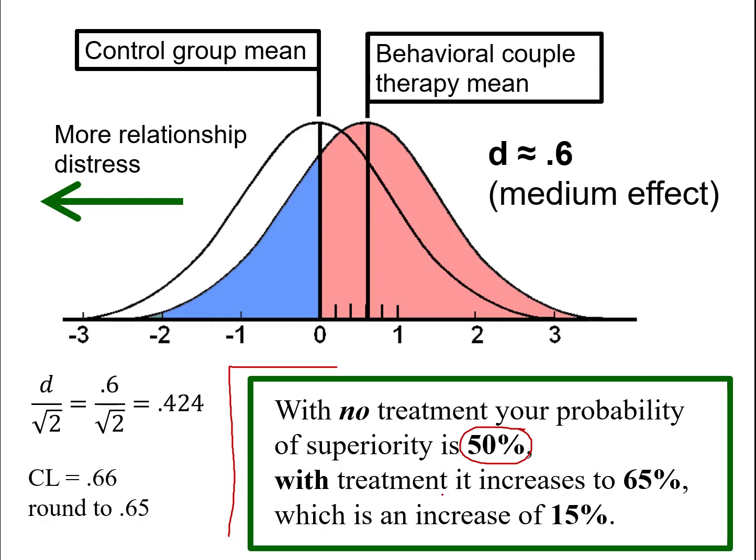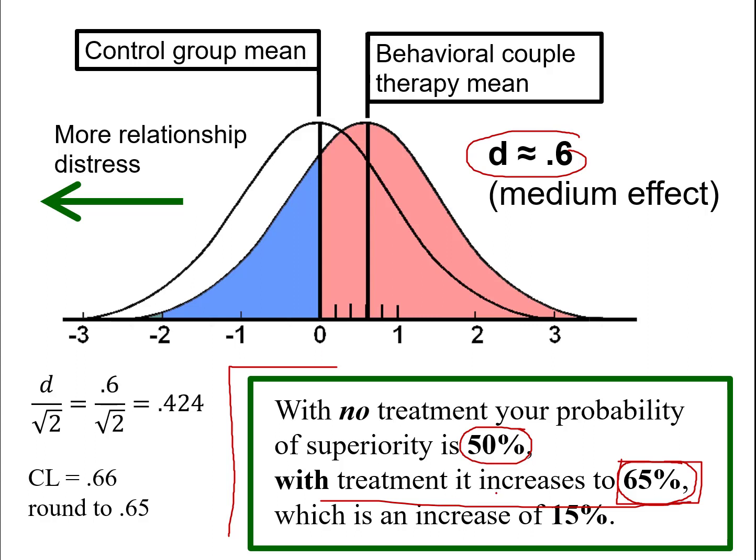And with treatment, it increases to 65%. Notice, this might make it fairly easy to remember. Notice that our probability of superiority, as we're going from a d-statistic of 1 to 0.8 to 0.6, is actually dropping down by 5% each time. It comes out nice and neat that way, which might make it easy to remember. So with a d-statistic of 0.6, our probability of superiority is now at 65%.